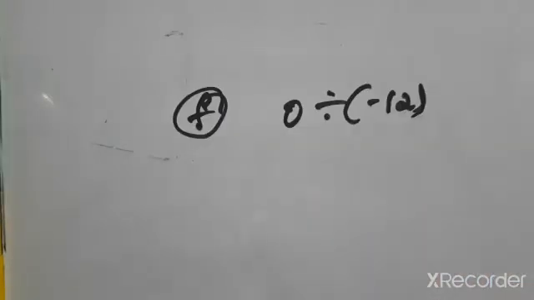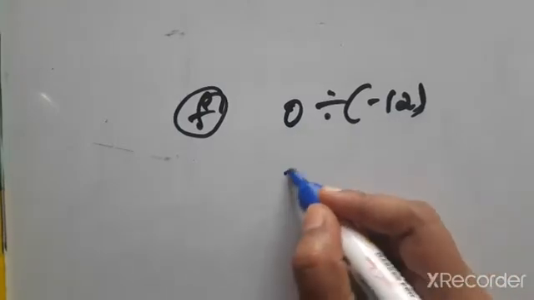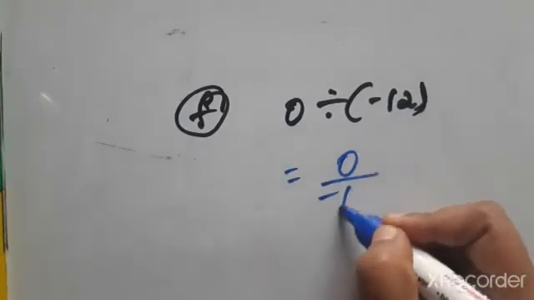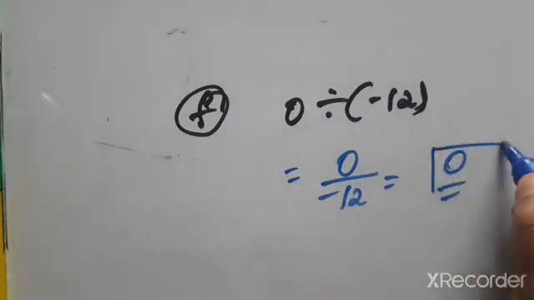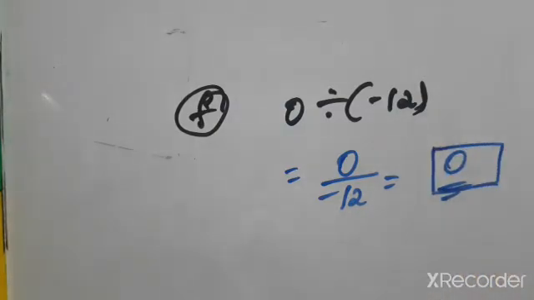Now F, 0 divided by minus 12. Any number divided into 0 means the answer is 0, and there is no symbol for 0. So 0 divided by minus 12 means 0. 0 is the answer, children.